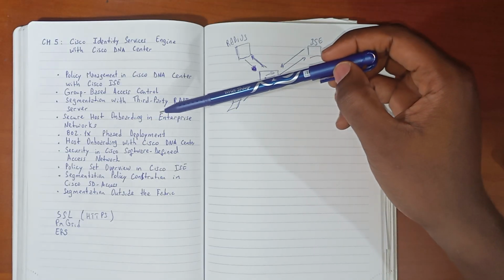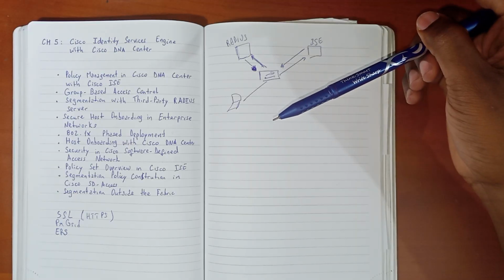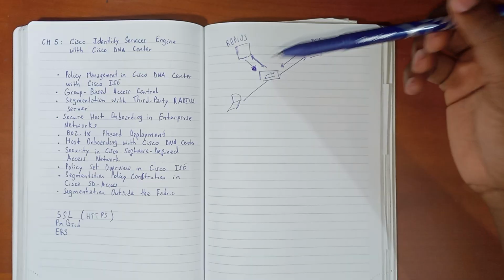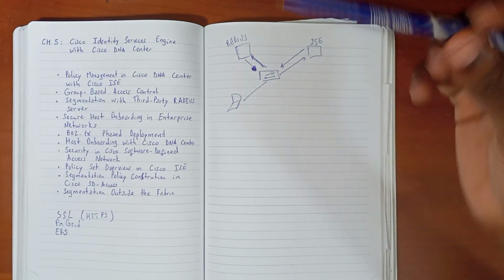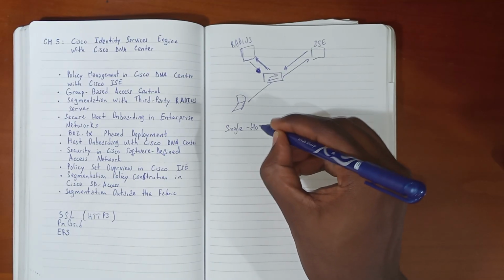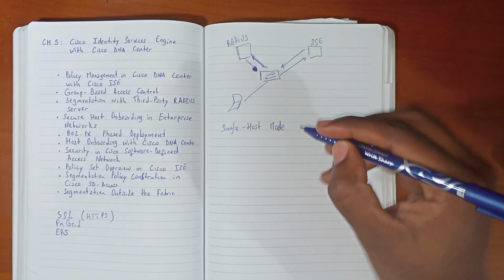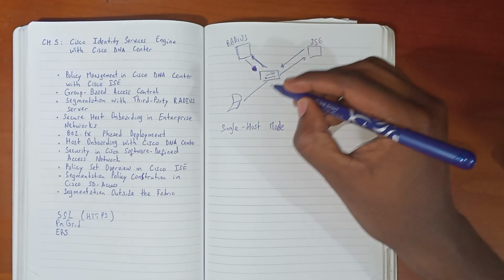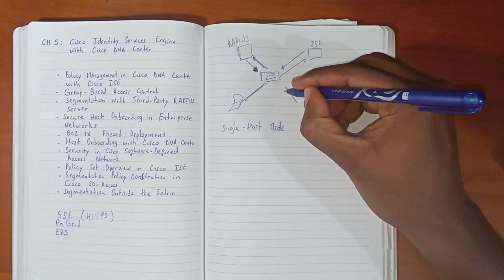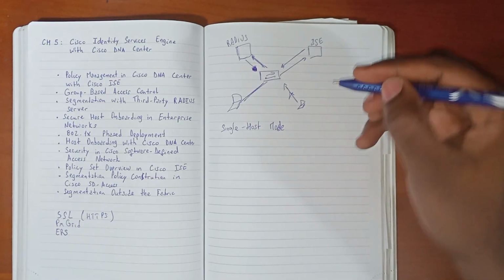Secure host onboarding in enterprise network. In host onboarding there are some implementations that we can do. There are different types of host onboarding that are discussed. We have single host mode. It means this switch, for example, only allows one device connected. If there is another user connected to the port, it will be automatically blocked.